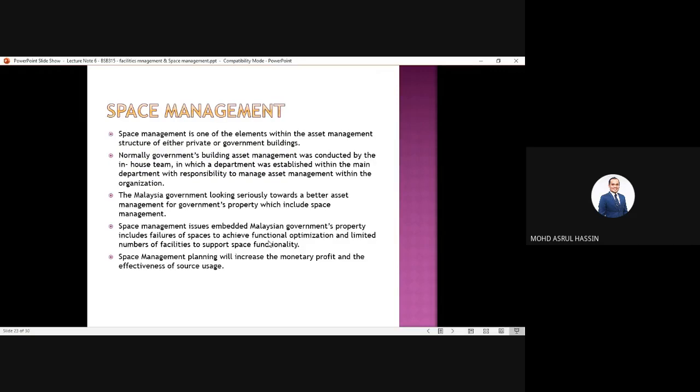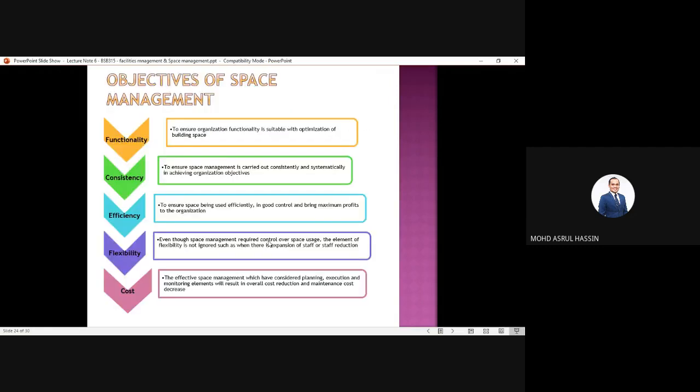Space management is one of the elements within the asset management structure of either a private or government building. Objectives of space management, I already said before: functionality, to ensure organization functionality. Flexibility is suitability with optimization of building space. Consistency is to ensure space management is carried out consistently and systematically in achieving organization objectives. Efficiency is to ensure space is used efficiently, in good control, and brings maximum profit to the organization, because our space is our asset to generate more income.